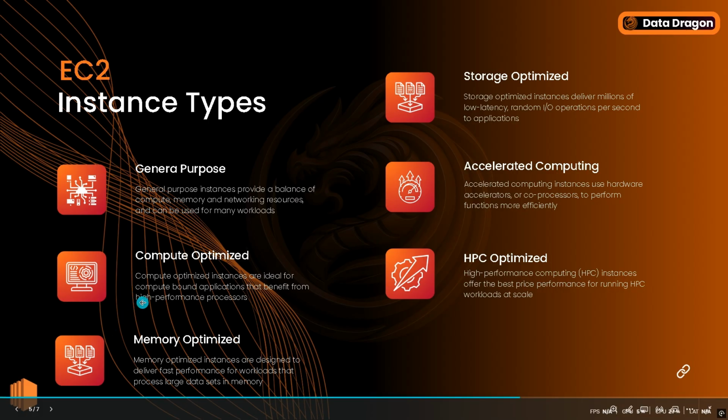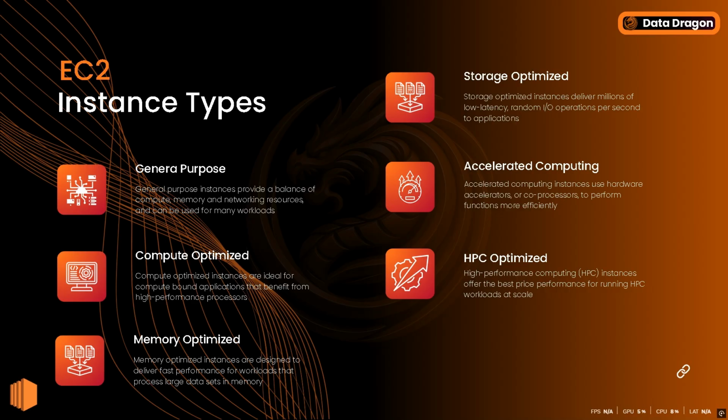For memory optimized, we have a large memory footprint for in-memory workloads, and this is used for Spark, caching layers, and analytical workloads. We have storage optimized, with high IOPS or throughput for intense storage operations, for log analytics, big local data sets, and indexing and search engines.